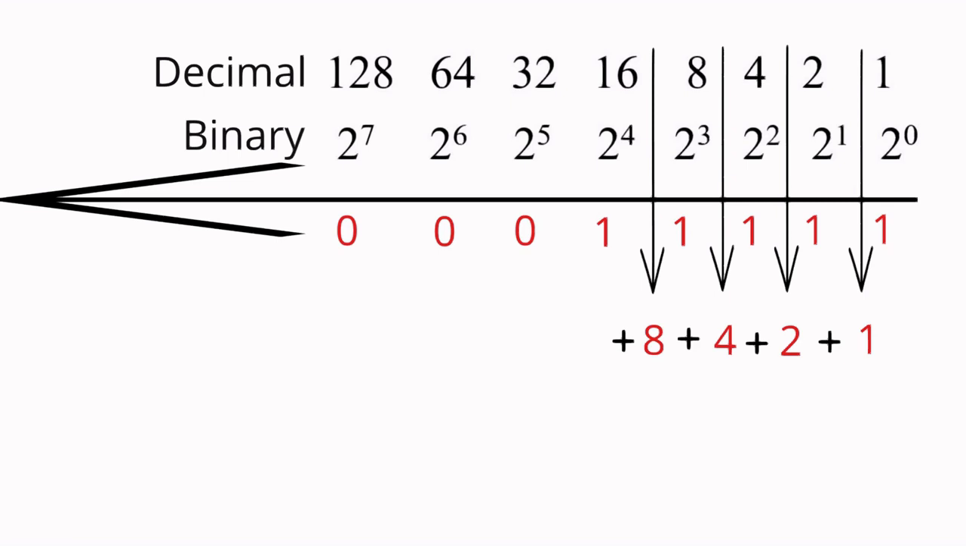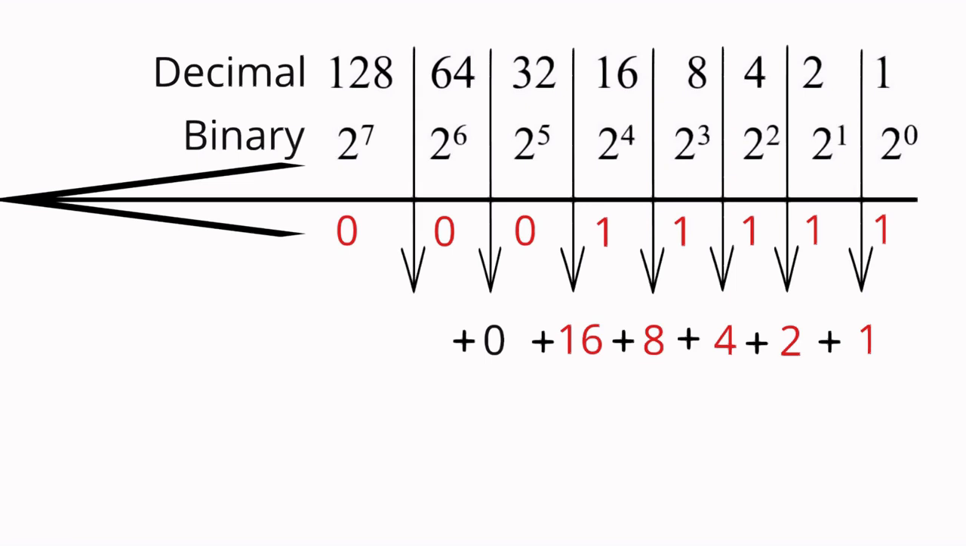2 to the 4 has a 1. Look at our chart, see 2 to the 4 is 16. 16 times 1 is 16, so we write down the 16. The remaining numbers are zeros, so anything times 0 is 0. So the remaining numbers are 0. These are the leading zeros, and we can drop those.